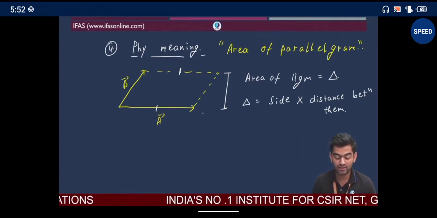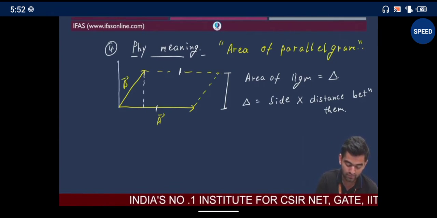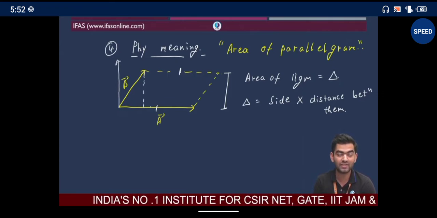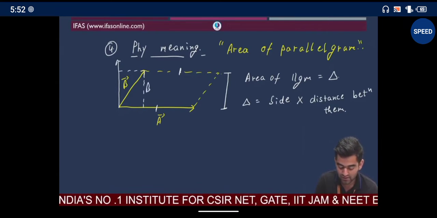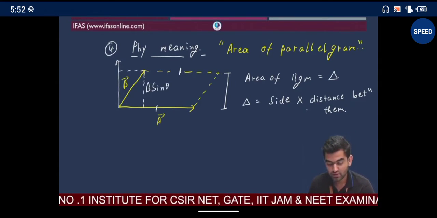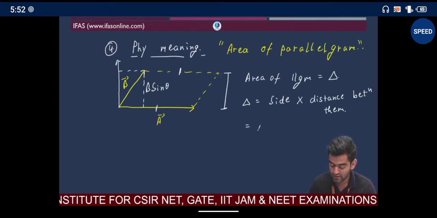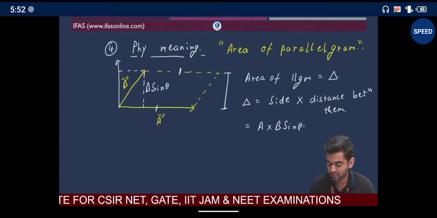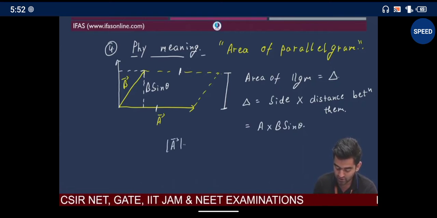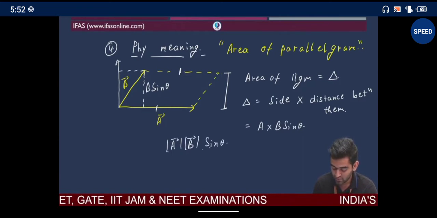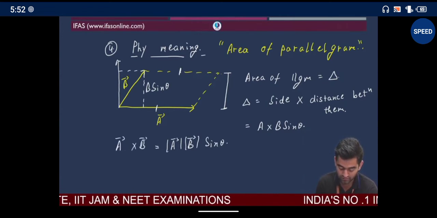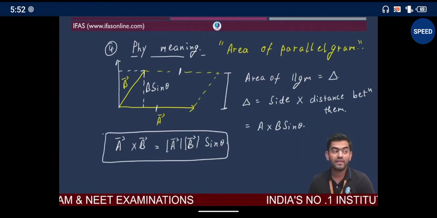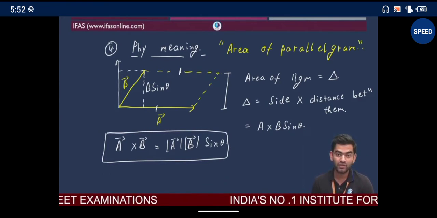How to find the distance between them is simply taking the projection along the y direction. Previously we took the projection of the B along the x direction. Now we are going to take the projection along the y direction, which is nothing else but B sin theta. So it will become A into B sin theta, or I can write |A vector| |B vector| sin theta, which is nothing else but our cross product definition. So that's how we can find the area of the parallelogram by multiplying two vectors.